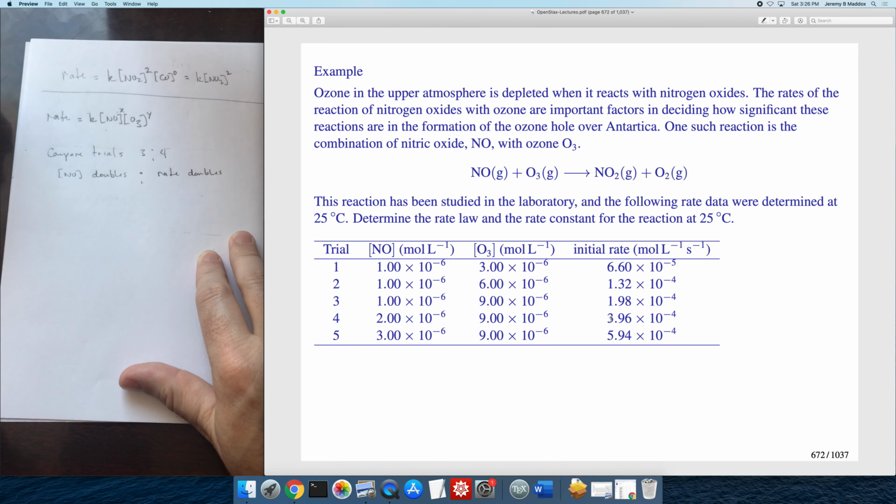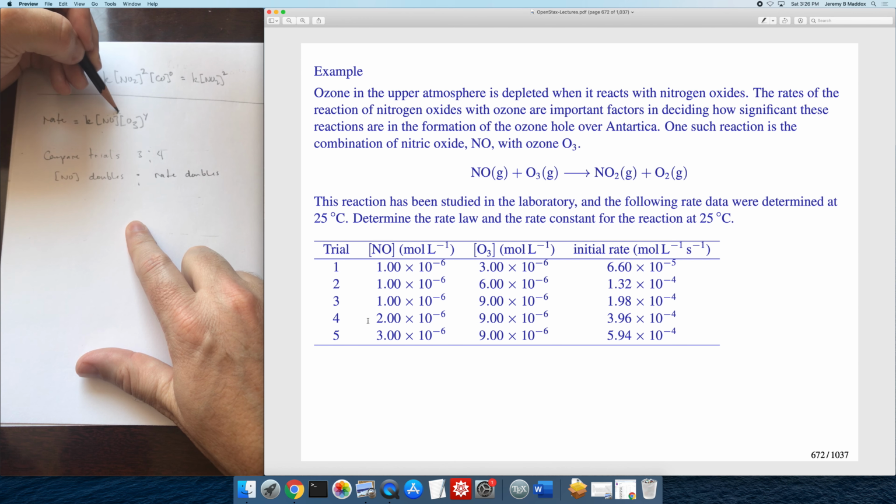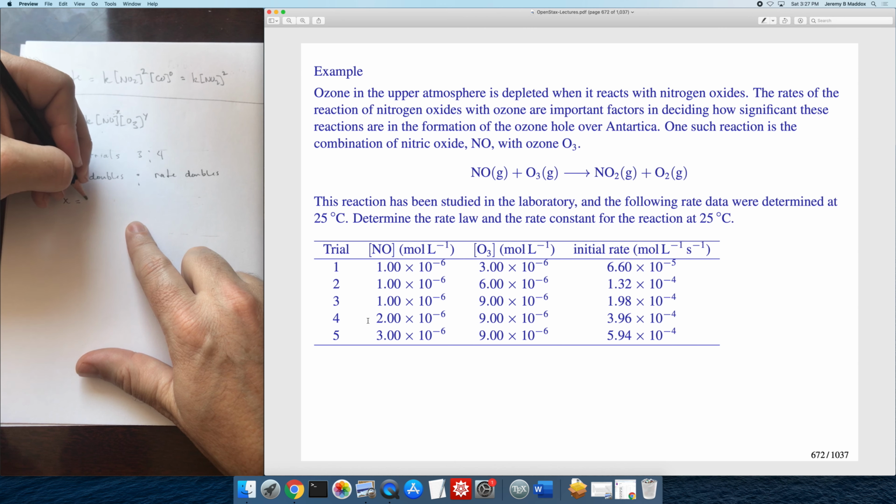I call this the eyeball method because we can just look at the numbers and estimate by how much they change. So we see that the rate doubles when we double the concentration of the nitrogen monoxide. So what does the value of x need to be in that case? Well, if x were 0, then you could make the nitrogen monoxide concentration anything you want and it wouldn't change the rate. If x is 1 and you double the nitrogen monoxide concentration, well then you're going to double the rate. Okay, so that's our conclusion. Therefore, x equals 1.